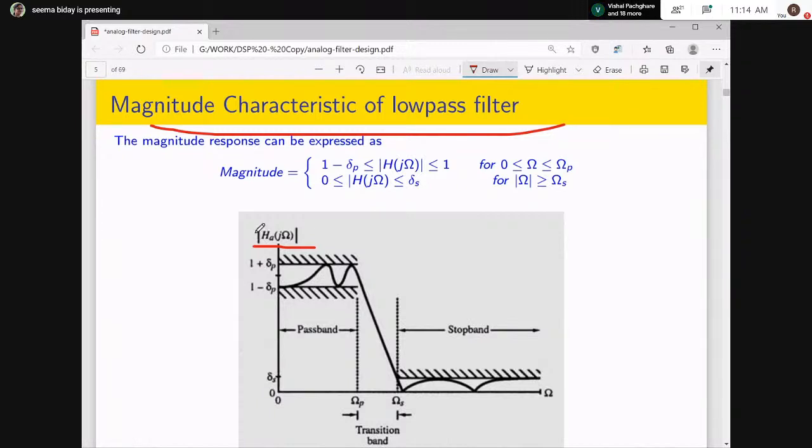We know that if H of s is given, how to convert it to H of z by using impulse invariant transformation and bilinear transformation. Now today we are looking for how to determine H of s if it is not given. It is understood that you have done this in an earlier semester, but let me revise. So now HA of j omega is the magnitude response. It is a function of capital Omega, the analog frequency. A means analog, right? So this is the practical frequency response.